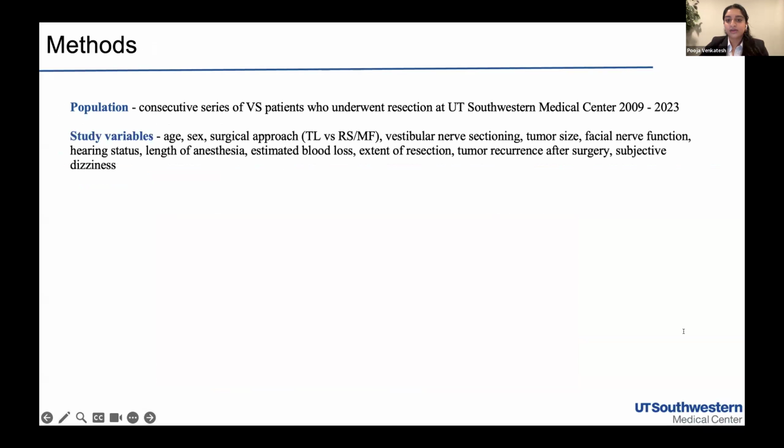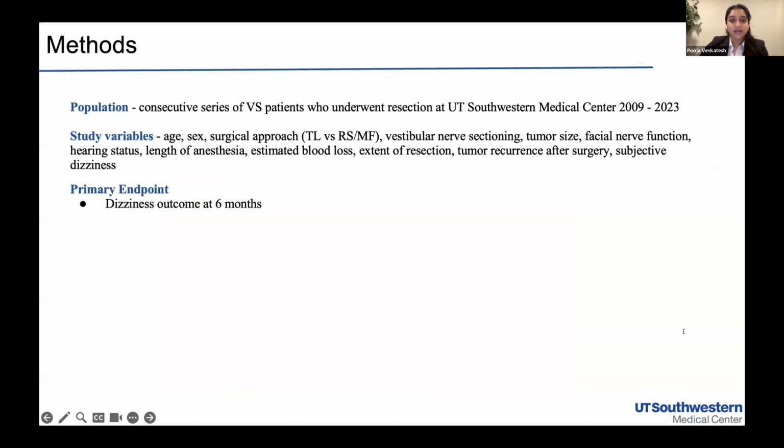Study variables were diverse, but included collecting the surgical approach used, facial nerve function, hearing status, reported subjective dizziness by patients, and vestibular nerve sectioning. Our primary endpoint was dizziness outcomes at 6 months.